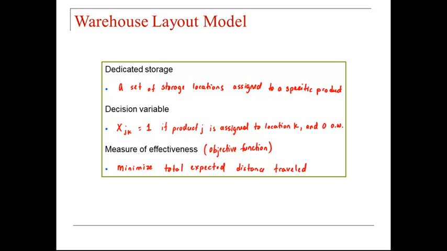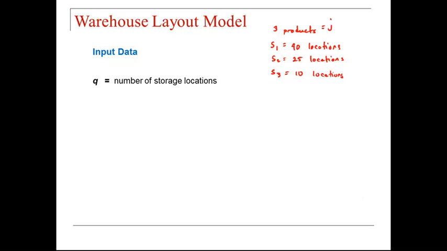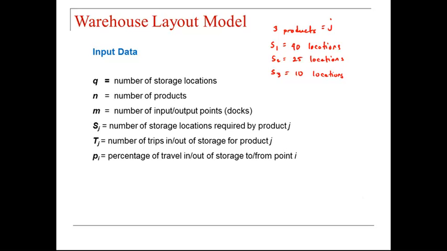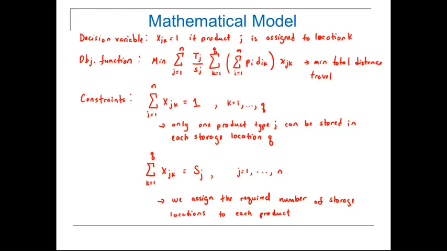We have one decision variable, and our objective function is to minimize the total expected distance traveled within the warehouse, from the input location to the location of the item, and from the location of the item to the output of the warehouse. So we defined some of the parameters, and we formulated the problem. And we stated that this is a very complex problem when you have a lot of items and also when you have a lot of locations.